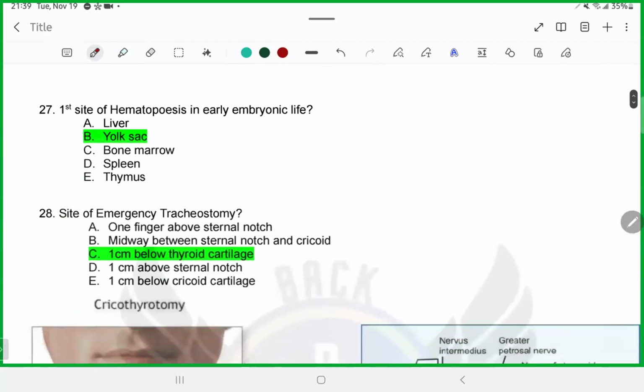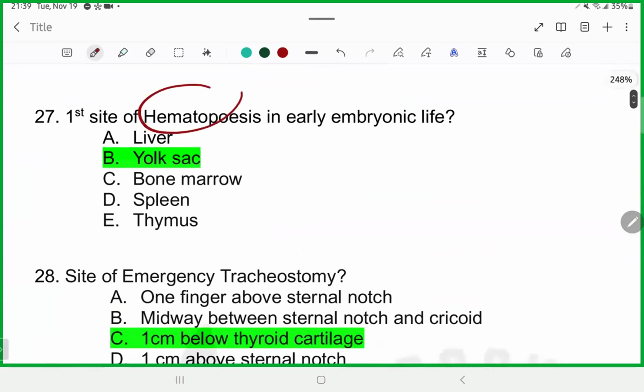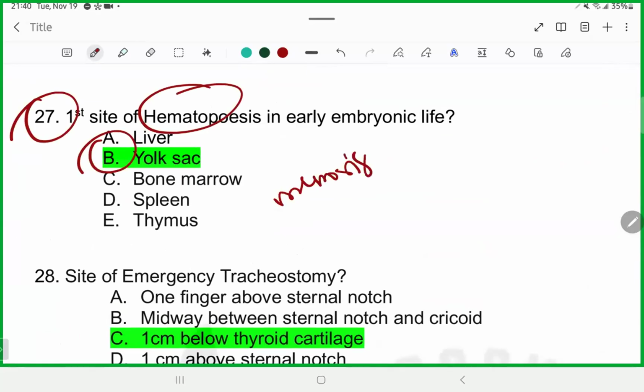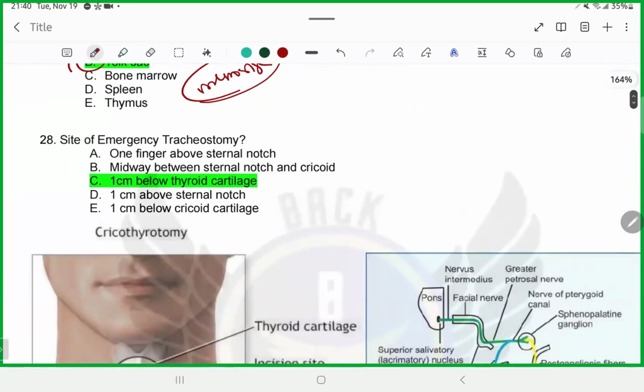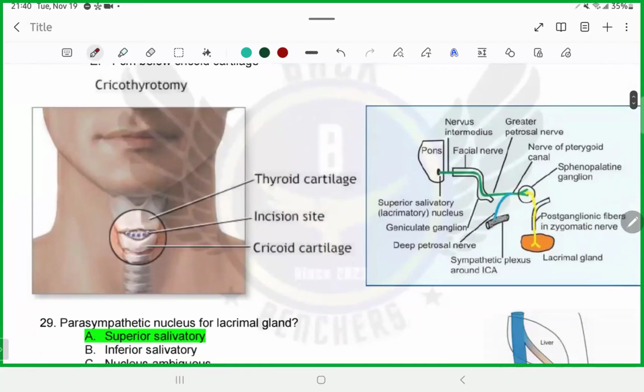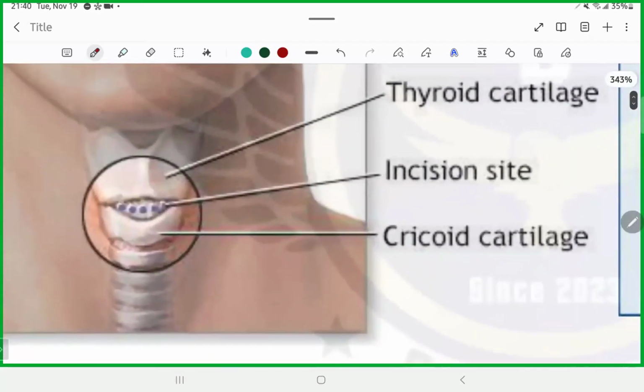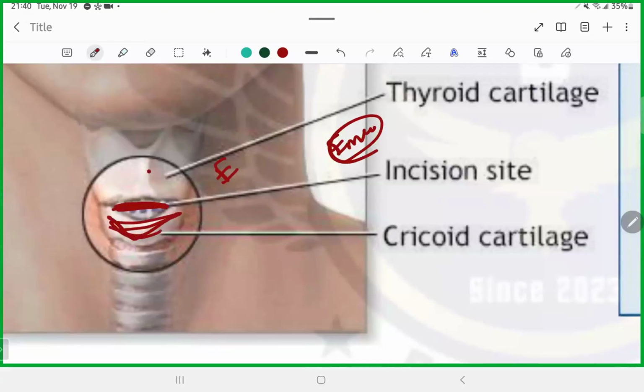Anyway, first site of hematopoiesis, nothing to explain. We all know it. Yolk sac. Please memorize it with all your heart. Site of emergency tracheostomy. This is the question you need to be worried about. What do we do in an emergency? We pierce the cricothyroid membrane. And the cricothyroid membrane is above the cricoid cartilage and under the thyroid cartilage. So our thyroid cartilage is our Adam's apple.